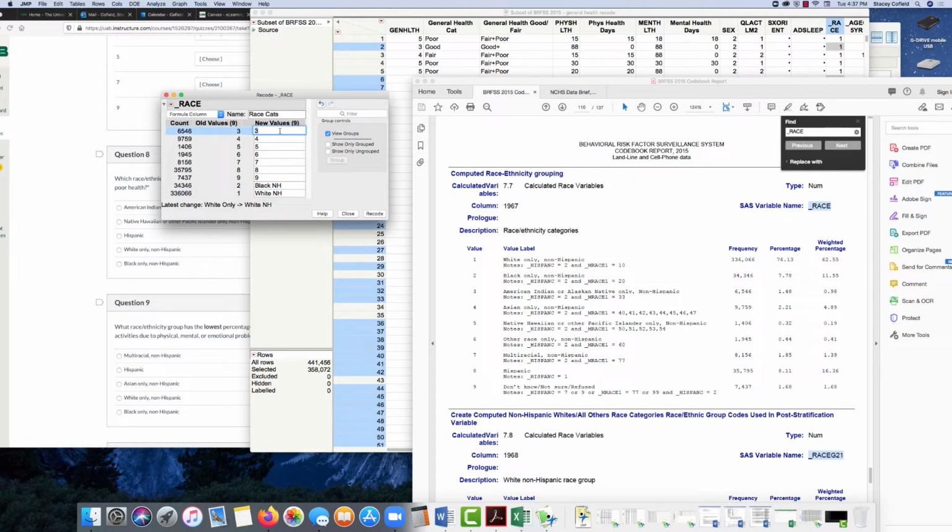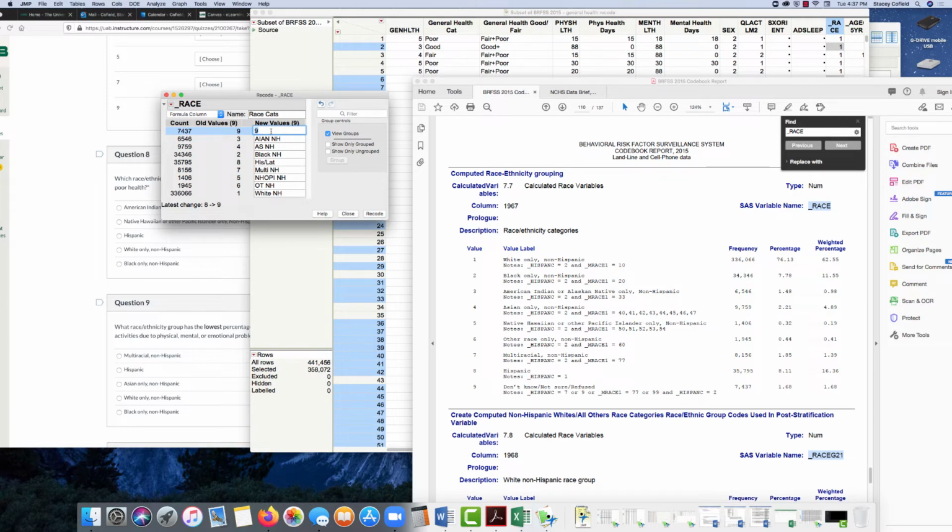The 3s are American Indian, Alaska Native, non-Hispanic. Our 4s are Asian, non-Hispanic. Our 5s are Native Hawaiian, other Pacific Islander, not Hispanic. Our 6s are other race, non-Hispanic. Our 7s are multi-race, non-Hispanic. Our 8s are Hispanic, Latino, however you can remember what that is. And the 9 is don't know.